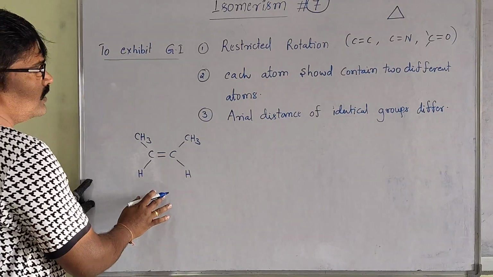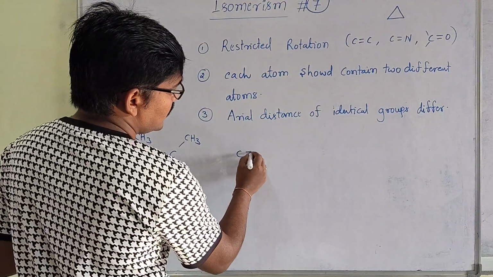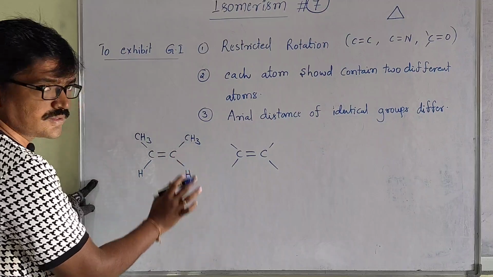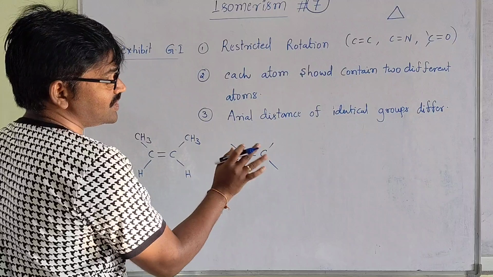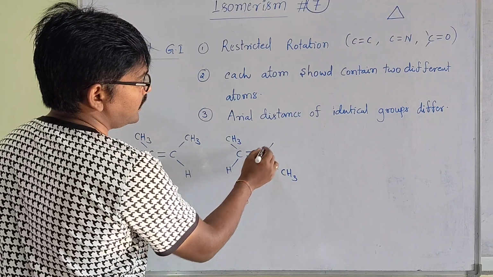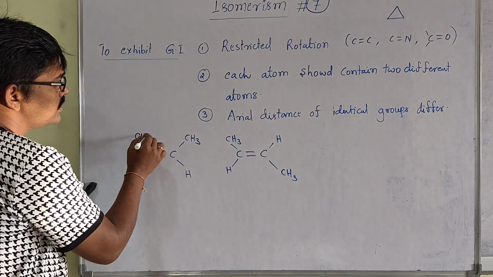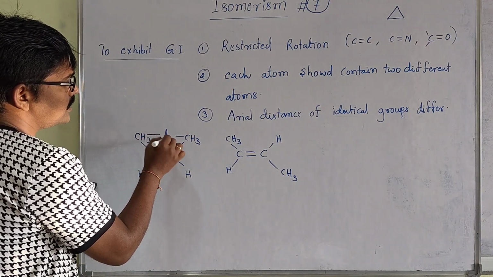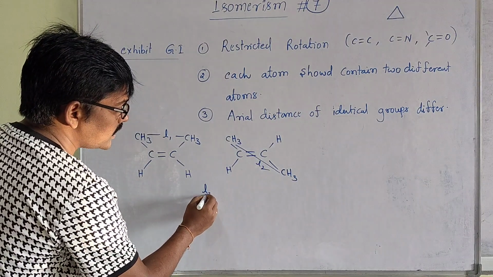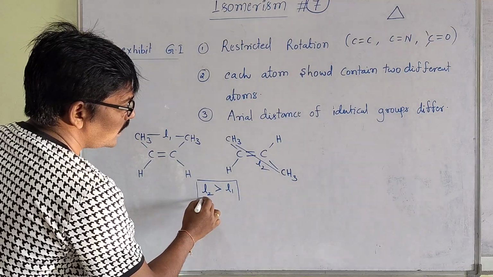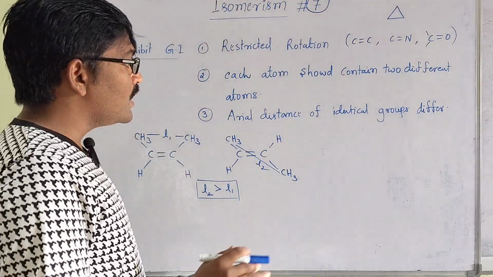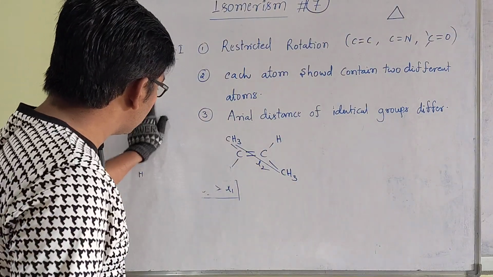Look at this molecule. First condition, restricted rotation, is possible. Second condition, each carbon atom must have two different groups. Third, the areal distance of identical groups should differ. Assume the distance between the identical groups here is L1, and from here to here is L2. Here L2 is greater than L1, so the areal distance of the two identical groups differs. These are the three conditions. In the cycloalkanes, we have to see whether all three conditions are exhibited or not.